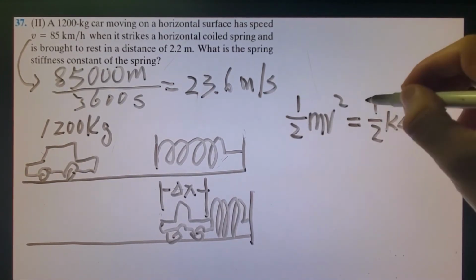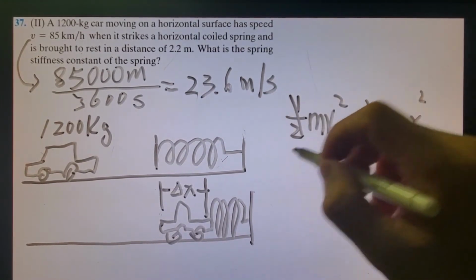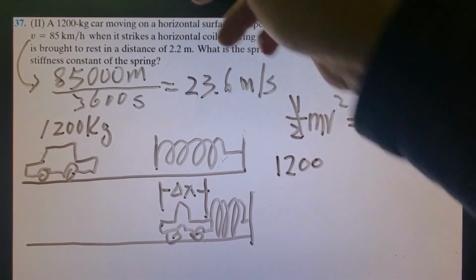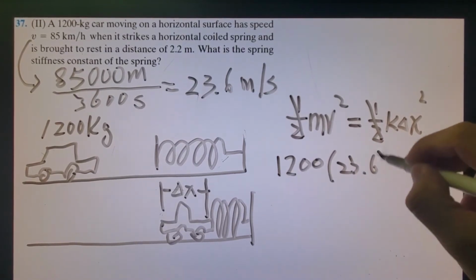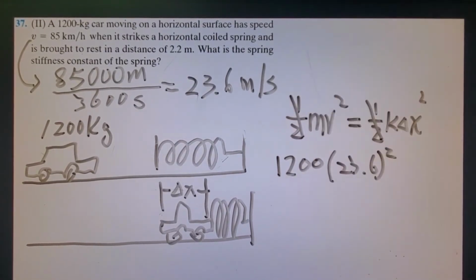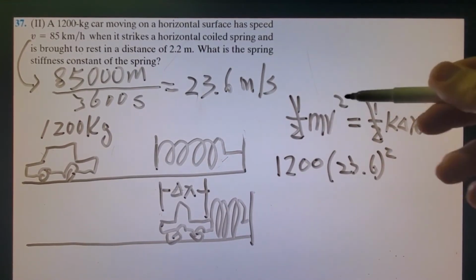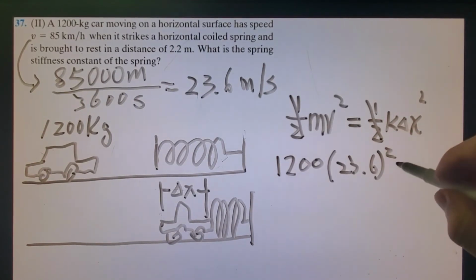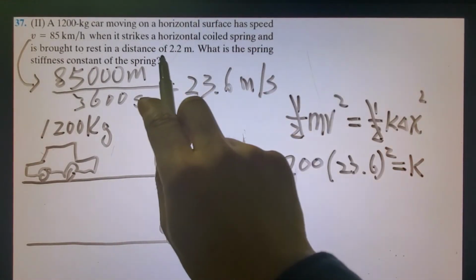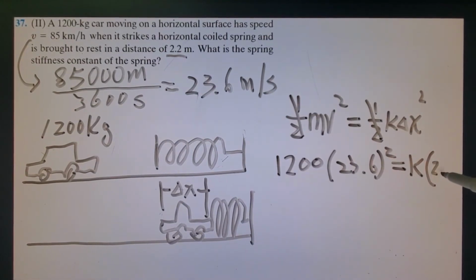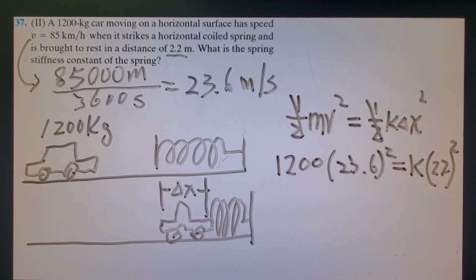I'm going to divide the half on both sides. So m is 1200 kilograms times velocity, that is 23.6 squared. Make sure we put the square here. Last time I did not put the square, I forgot, but this time I remember. During the calculation, I have to remember as well. That would be equal to spring constant K times delta X squared, which is 2.2 meters squared, because it was compressed by 2.2 meters.